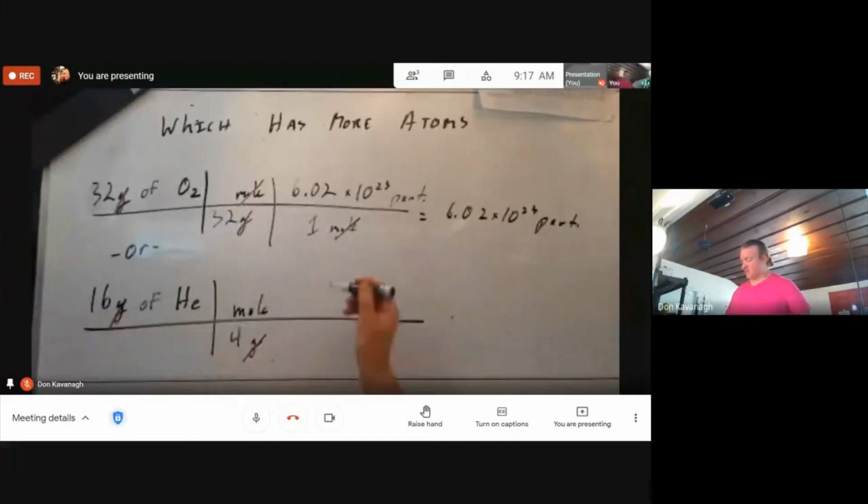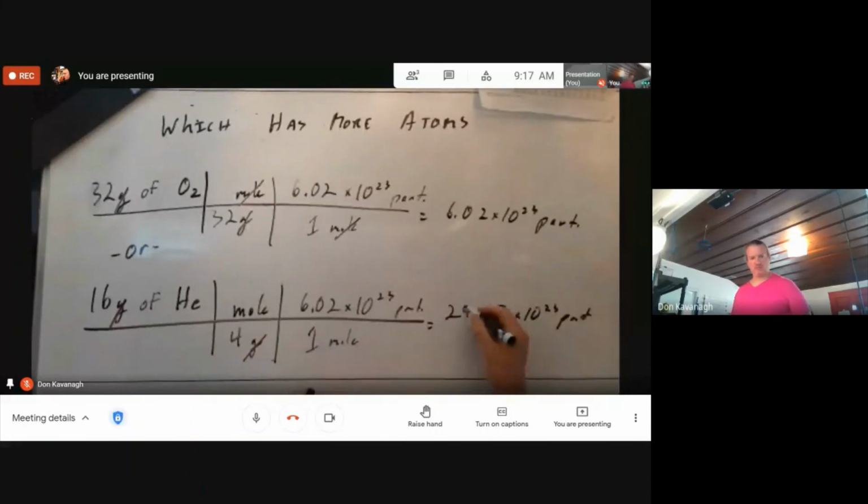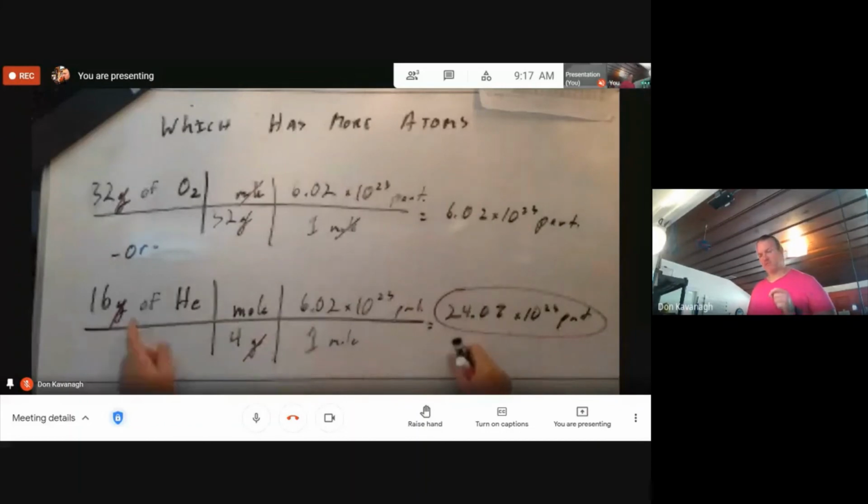And we see here that we have more particles of helium present in the 16 grams of helium. That is because the helium atom is much, much smaller in mass than the oxygen molecule. So when comparing how many atoms we have, we cannot just compare the masses. We have to remember that we package molecules by this unit, the mole, to help us compare them in balanced chemical reactions.